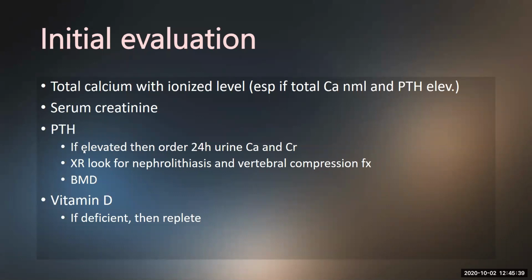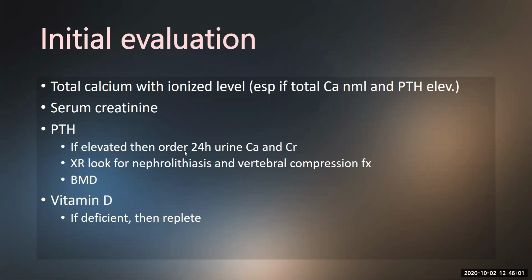If the parathyroid hormone is elevated, you're then going to order a 24-hour urine calcium and a creatinine level. I'm going to get to the flow chart to show why, because that's going to help you decipher if this is familial hypocalciuric hypercalcemia or true primary hyperparathyroidism, secondary, tertiary. This next level, the urine, is the primary way of determining that.